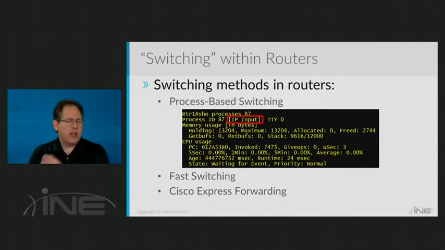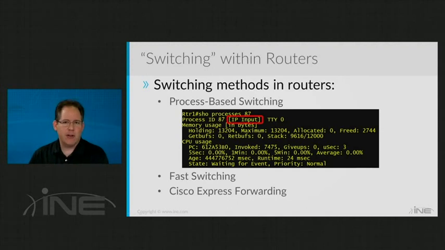So let's focus on routers for just a moment. Routers have three ways they can do switching. Actually, historically, there are even more than this, but the three main ways that the CCNP is going to want you to know about are what's called process-based switching, fast switching, and Cisco Express Forwarding. Let's start with process-based switching.